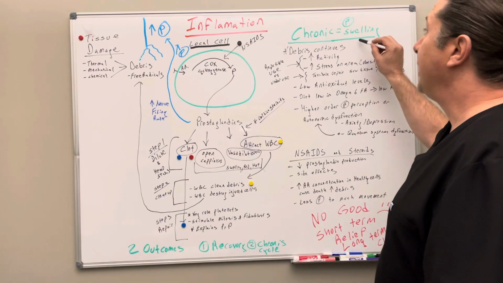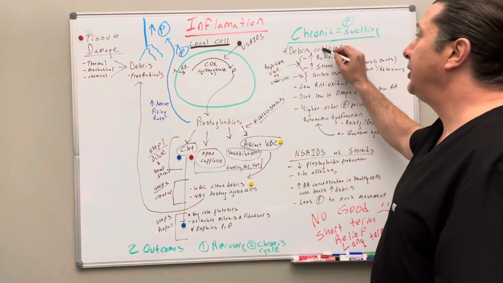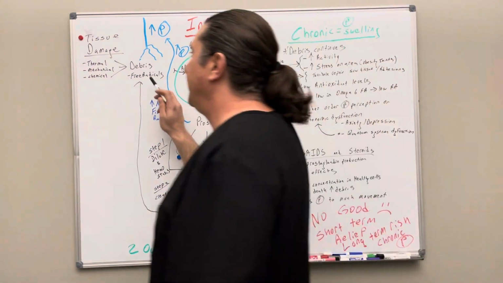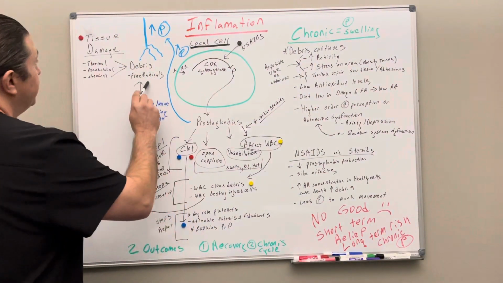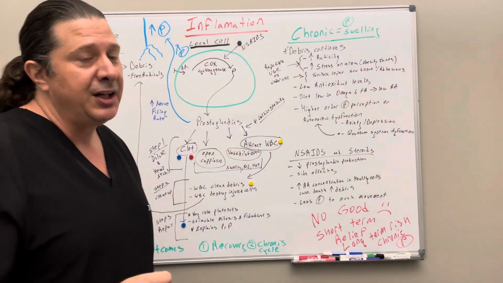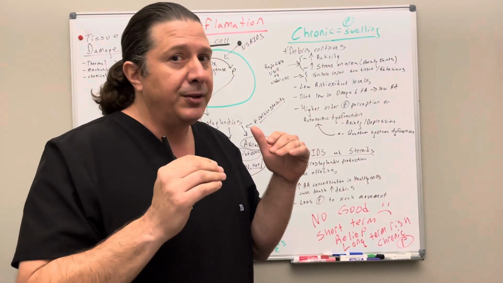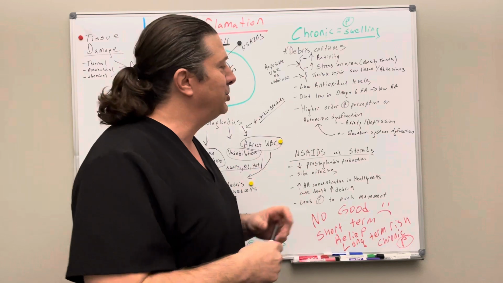So chronic pain and swelling, the reason that it's still occurring is debris. So this whole situation right here is still going on. We're still getting that signal to release the arachidonic acid. We're still getting those prostaglandins. They're not at that peak level they were during the acute reaction, but they're at that low level. They're just constantly nagging that situation.